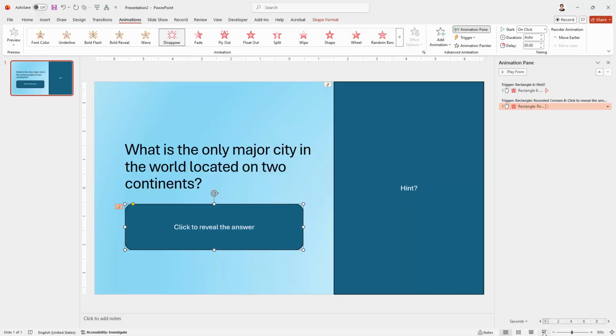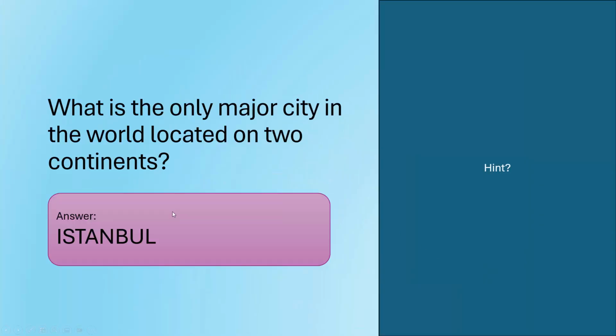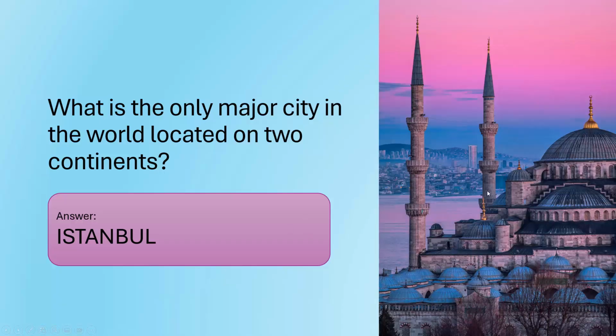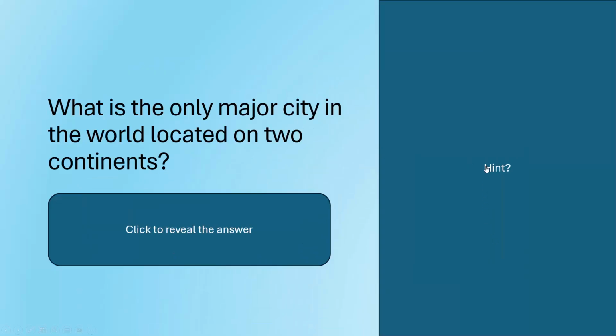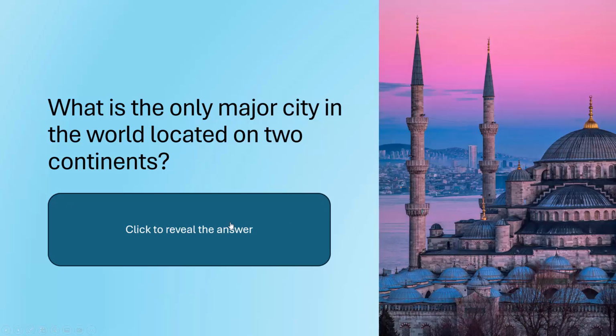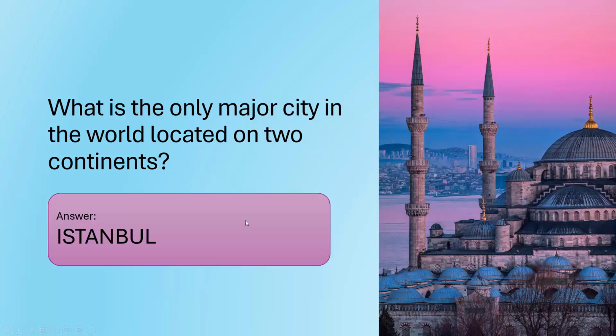Let's go and see how this works now. I'm going to click to reveal the answer and nothing's going to happen to the hint. The hint is only going to appear when I click it. So I click this box first, this box second. Let's go and see what happens if we go the other way around. Click on the hint, it works perfectly. Click on the answer, it works perfectly.